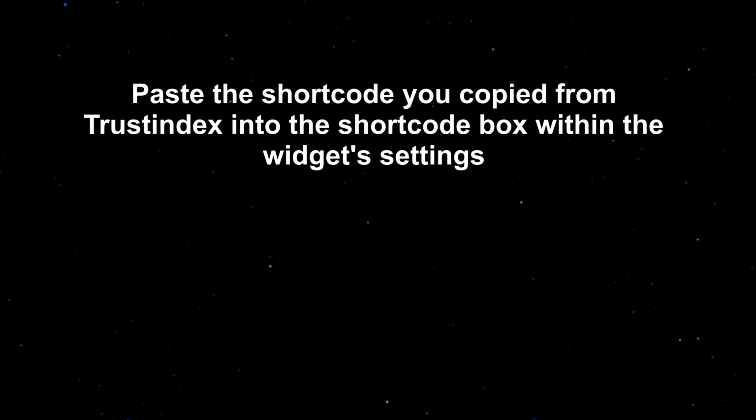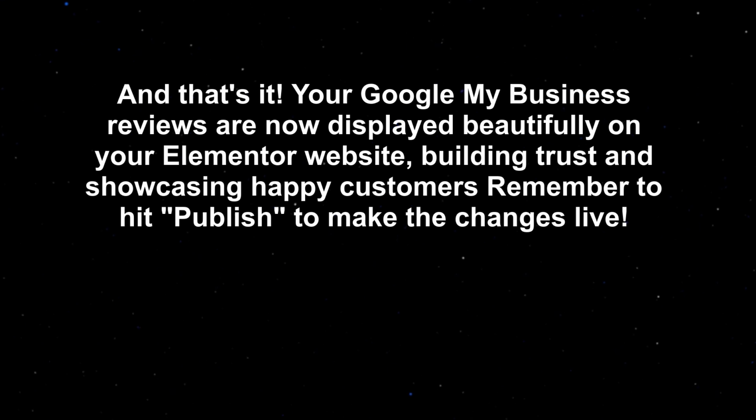Paste the shortcode you copied from TrustIndex into the shortcode box within the widget's settings. And that's it. Your Google My Business reviews are now displayed beautifully on your Elementor website. Building trust and showcasing happy customers. Remember to hit publish to make the changes live.